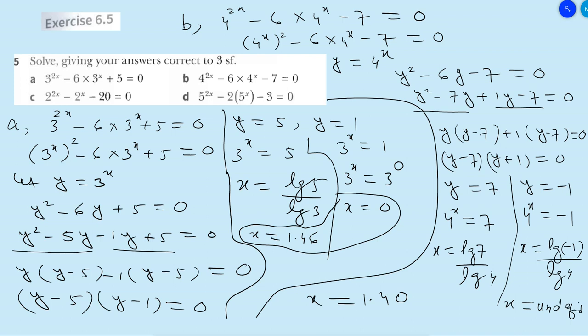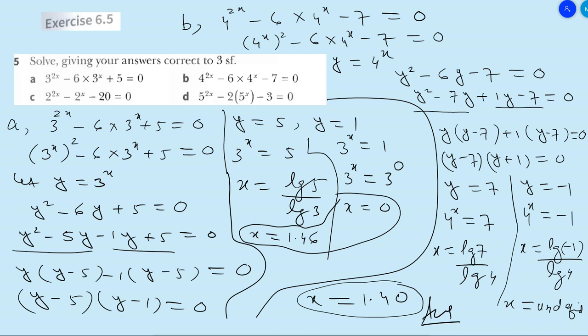You can check with the help of a calculator if you find log minus 1 upon log 4. So log of minus something is always undefined. So it will have only one answer for part B, that is 1.40. Hope you understand. This is part B.